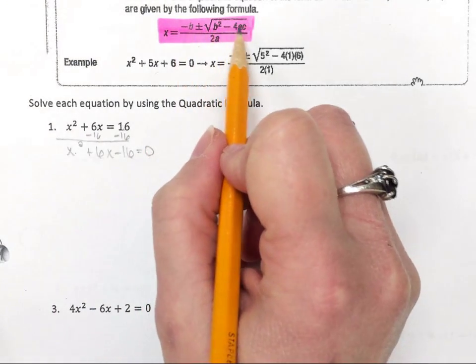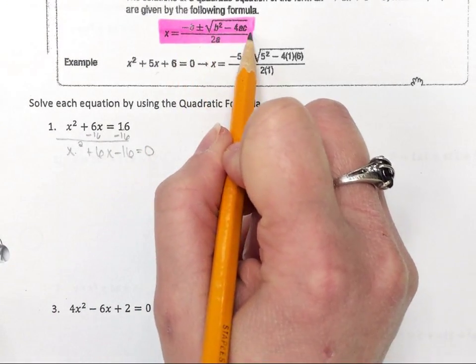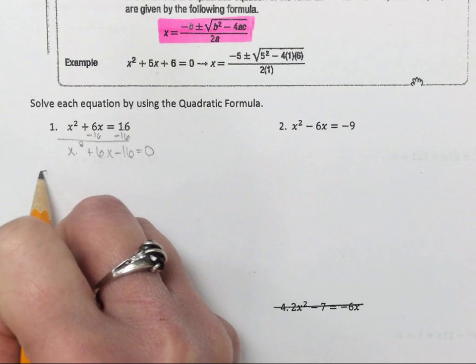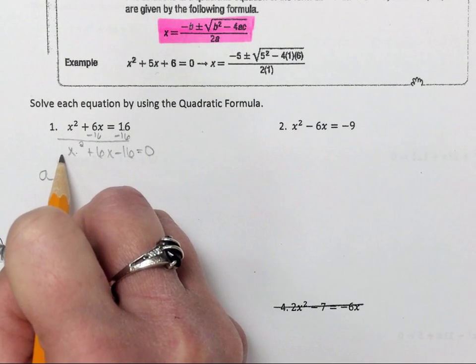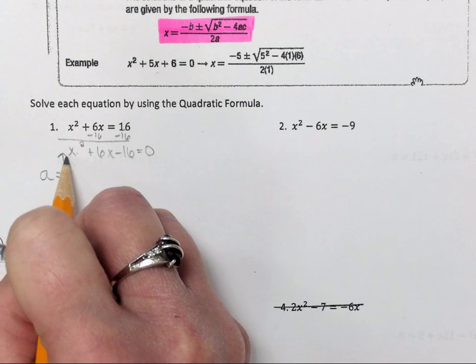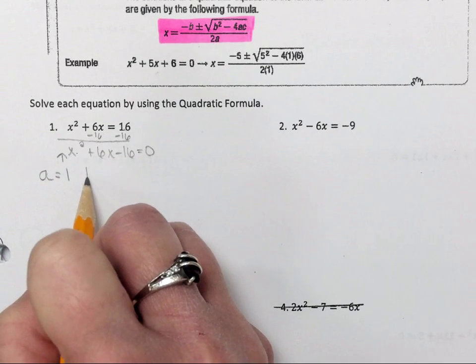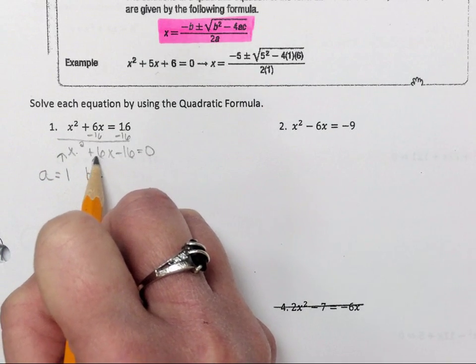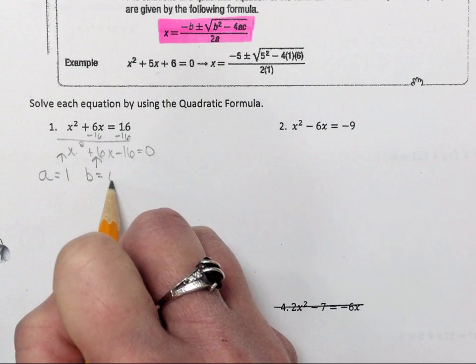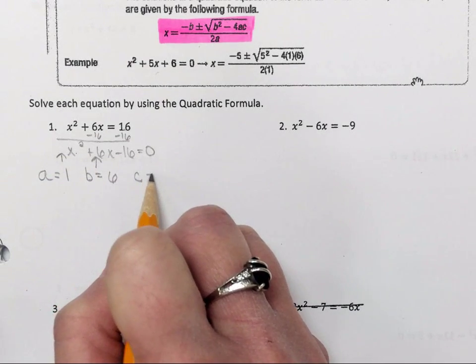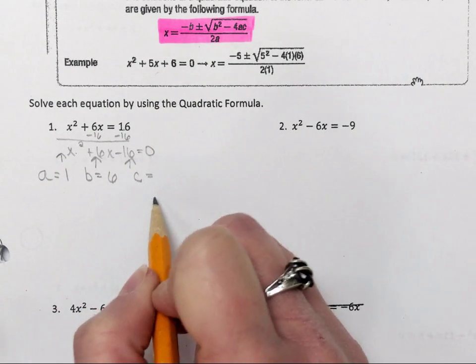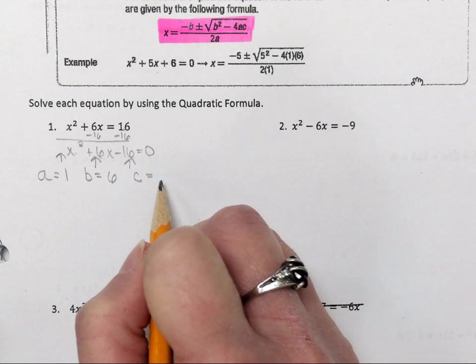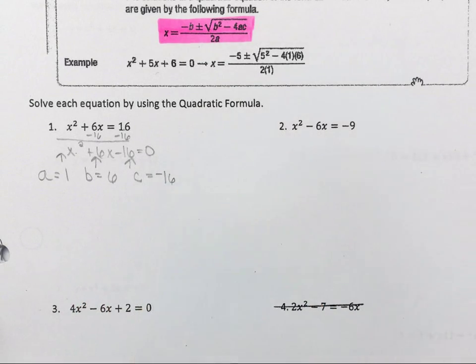I need the letters A, B, and C so that I can plug in here. A is your first number. What's your first number right here? Number 1. B is your second number. 6. What kind of 6? Positive. C is your third number. What's your third number? Negative 16. There you go.